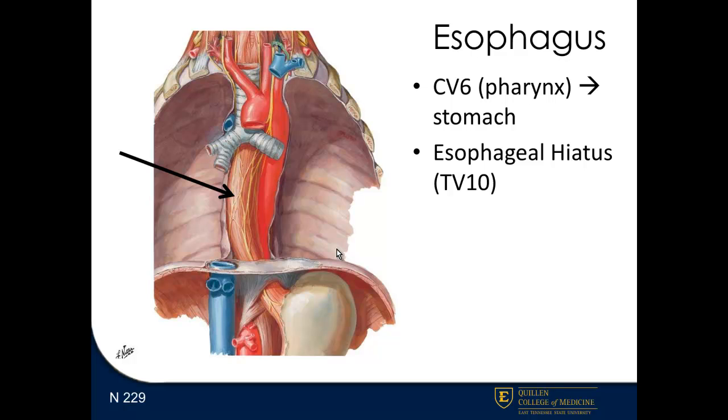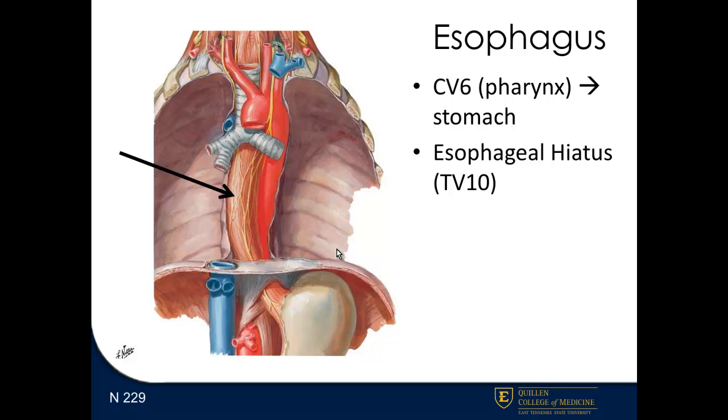We saw that the esophagus descended posterior to the trachea in the superior mediastinum. Once we meet that transverse thoracic plane, we lose our trachea, but notice the esophagus continues to descend along the anterior surface of the vertebral bodies. It's going to descend all the way to the diaphragm to pass through the esophageal hiatus. This occurs right around thoracic vertebral level 10.